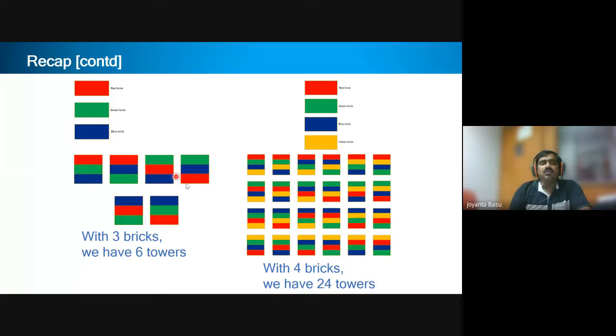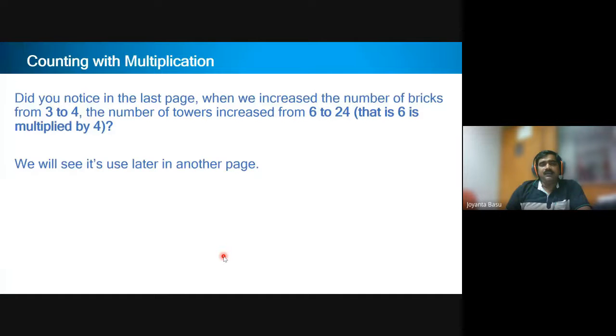We need to figure out how many towers are possible. Then the concept comes in: counting with multiplication. There are some kinds of patterns here. Did you notice that on the last page, when we increased the number of bricks from 3 to 4, the number of towers increased from 6 to 24?